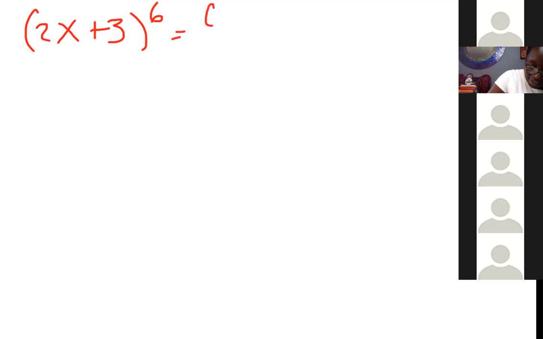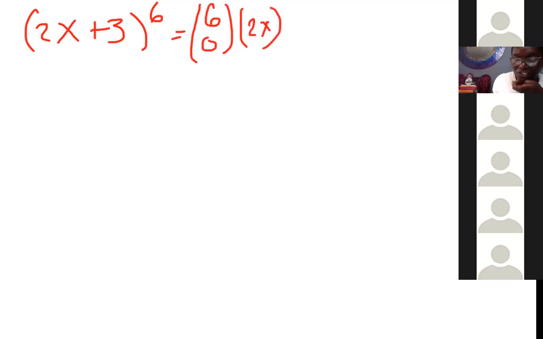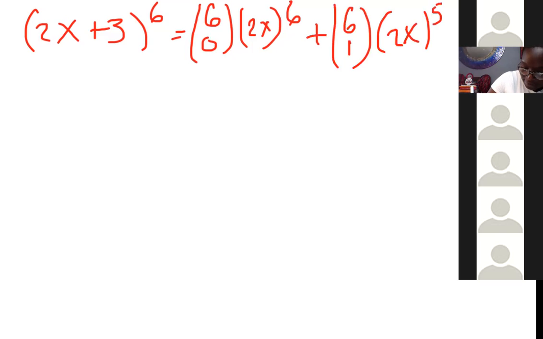So 6, choose 0. 2x, I am enclosing it inside a set of parentheses for the first term because there's a 2 and there's an x you have to worry about. And that will be raised to the 6th power. The second term will be 6, choose 1. And then 2x to the 5th times 3.